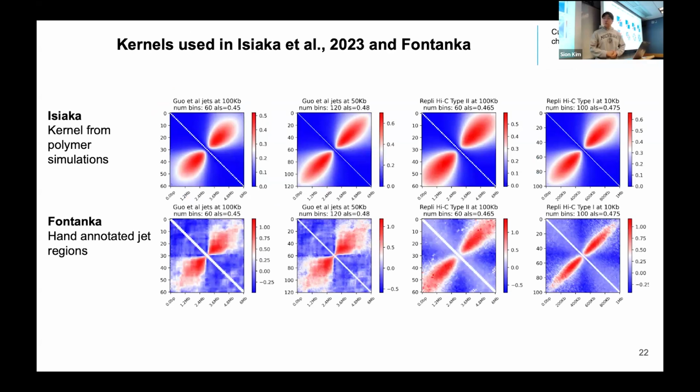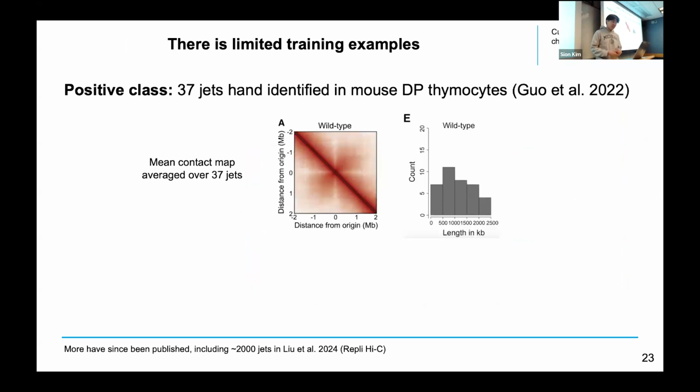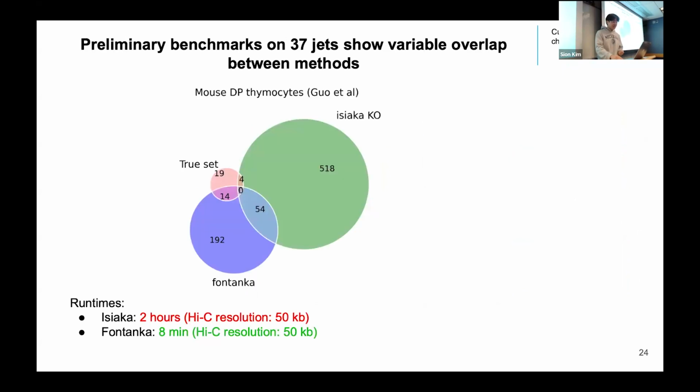So what kernels do they use in the previous methods? They use one from polymer simulation, Isiaka, and Fontanka requires that you hand-identify a couple of these jets. Then they form the aggregate, the mean kernel, and that's how you get the kernel. But there are also limited training examples. There were only about 37 at the time of development, 37 jets hand-identified in just one cell line, so it's quite difficult.